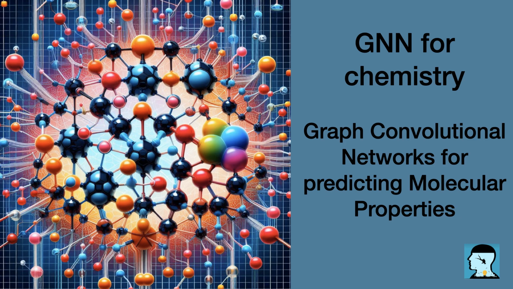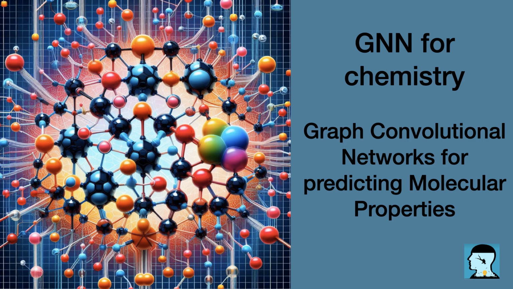Graph convolutional networks, GCNs, are a type of deep learning model that is specifically designed to work with graph data. Graphs are a way of representing data that is made up of nodes and edges, and they are often used to represent things like molecules, social networks, and transportation networks.